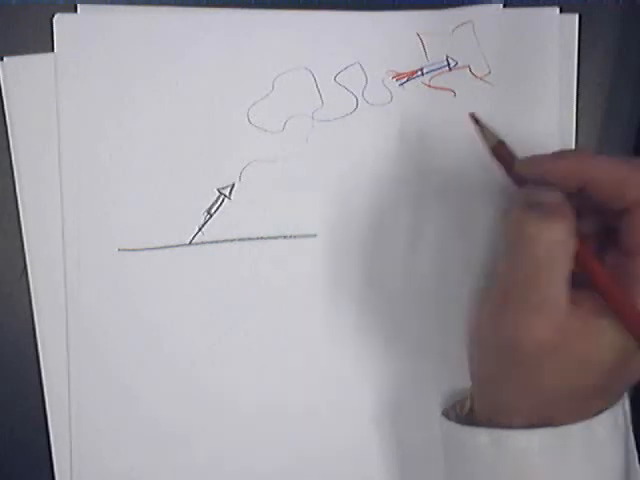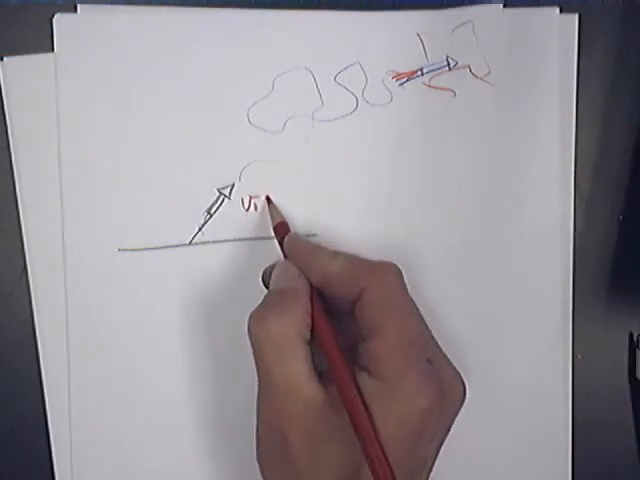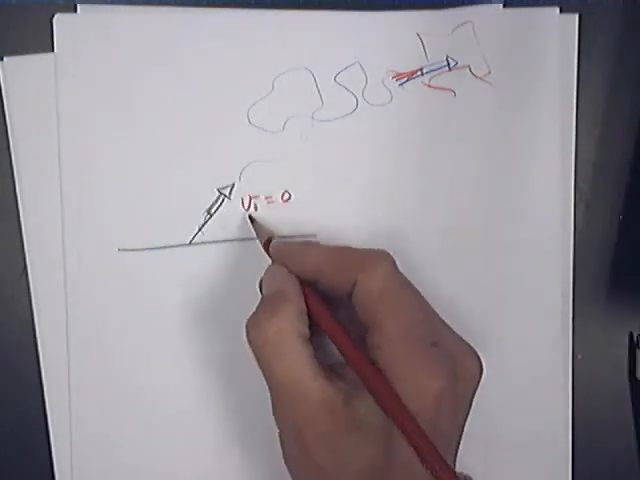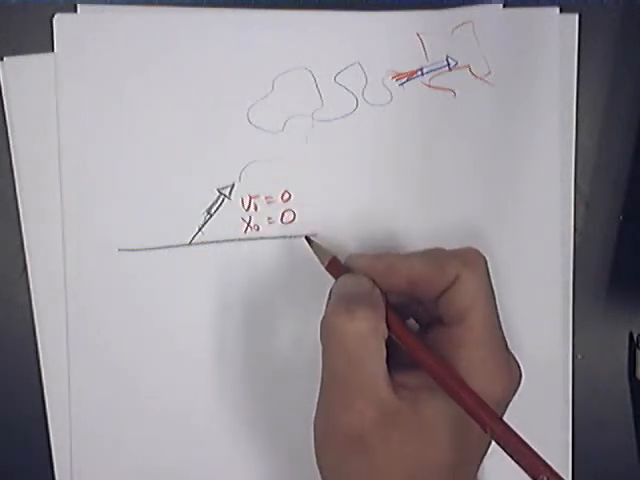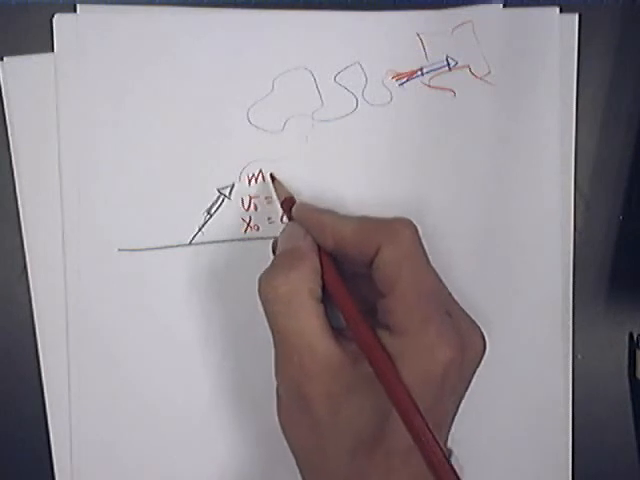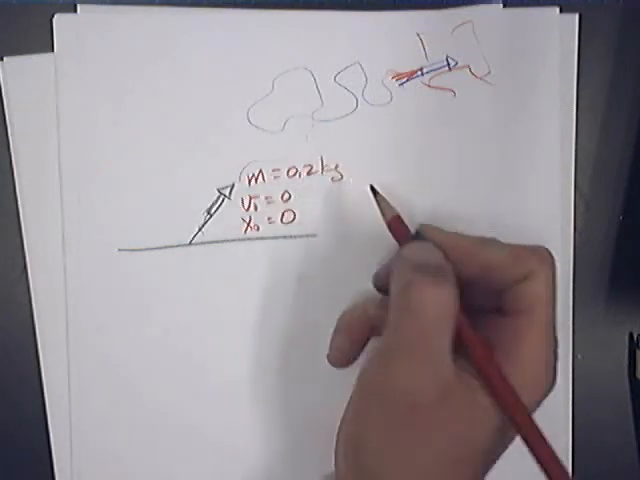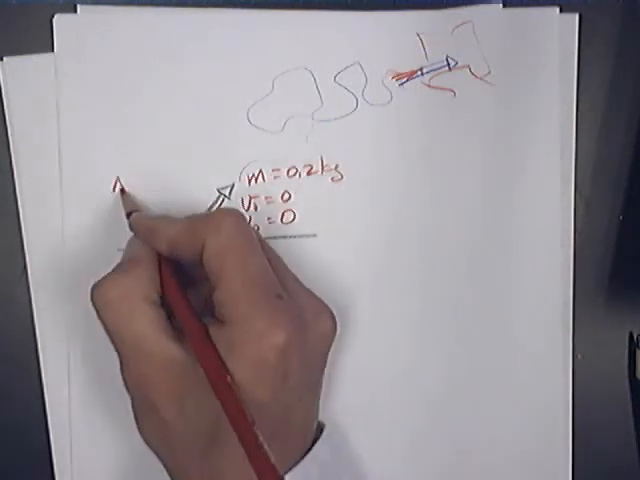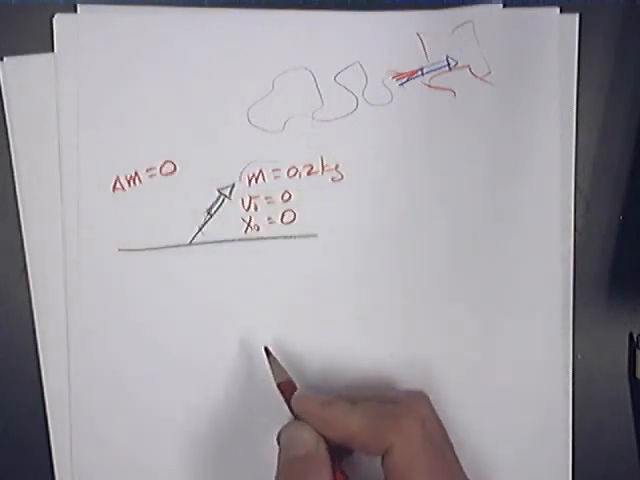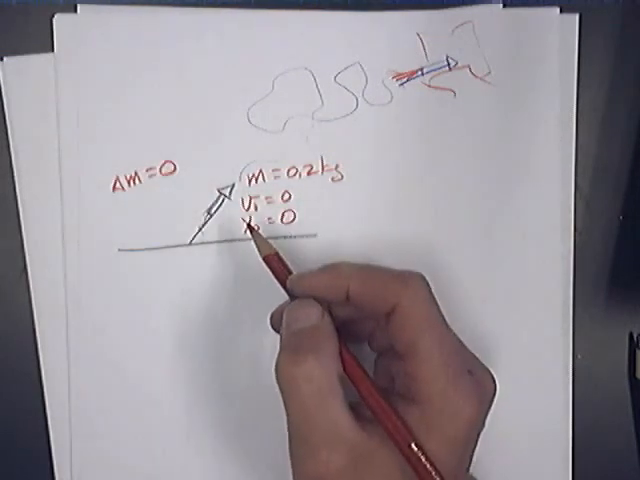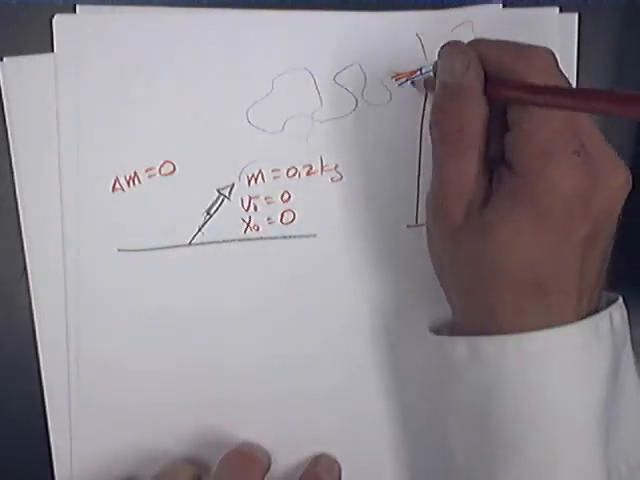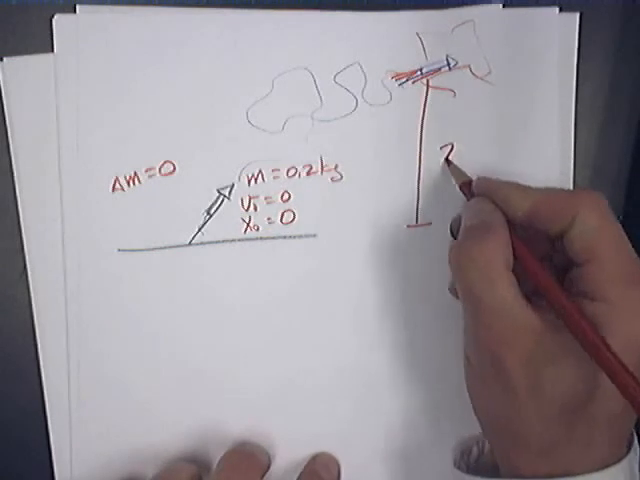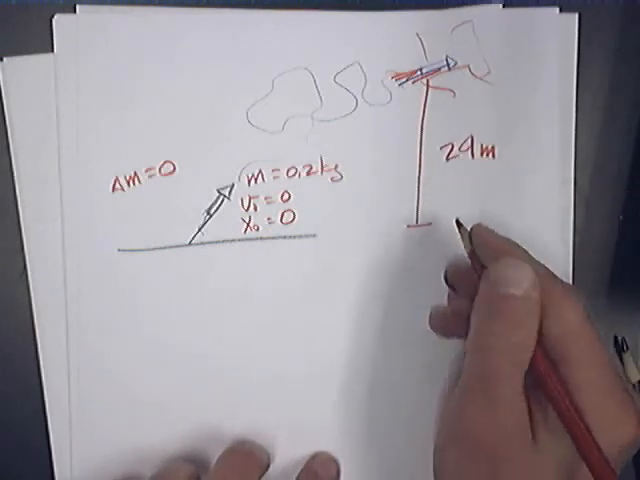Well, first I need to figure out, my initial position is 0. I'm sorry, my initial velocity is 0. It starts from rest. My initial position is 0. The mass of the rocket is 0.2 kilograms. Now I'm assuming the change in mass is very, very small. I'm going to call it 0. In most rockets it's not, but this is a nice big heavy rocket, and I'll ignore it. So the height that it finally ends up at is 29 meters. How fast is it going?